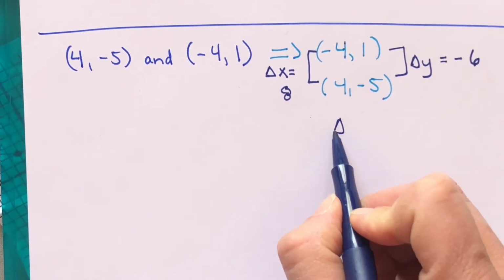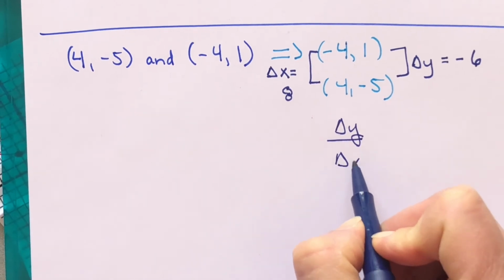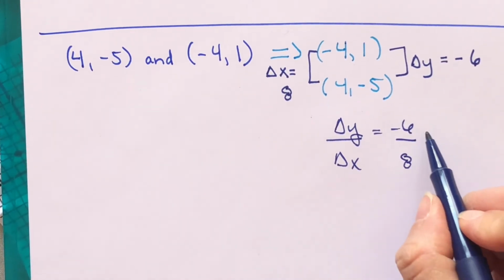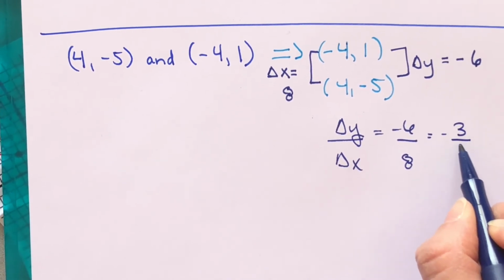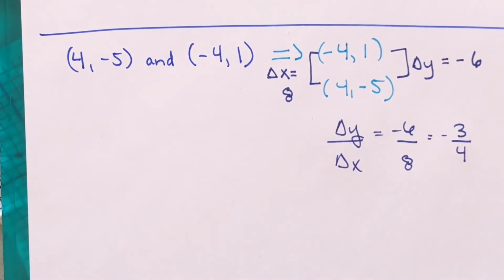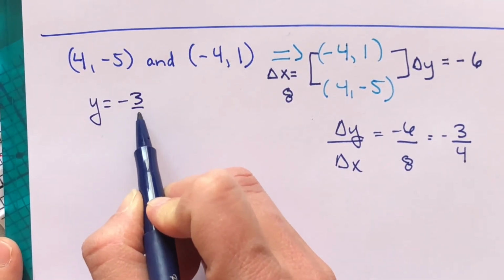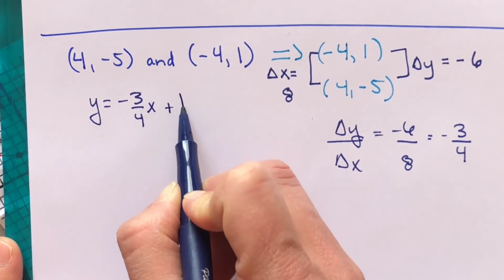So change in y over change in x is negative 6 over 8. When I simplify that, I get negative 3/4. So the slope of the line is negative 3/4. And if I picture negative 4, 1, upper left quadrant, and 4, negative 5, lower right quadrant, that makes sense that the slope would be negative. So thus far I know y should equal negative 3/4 x plus b.